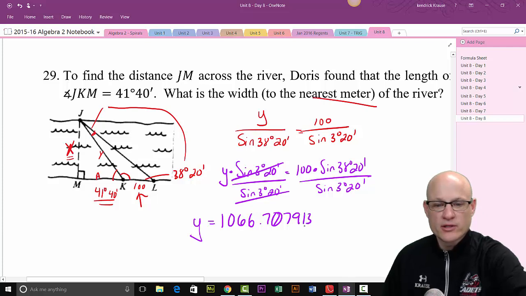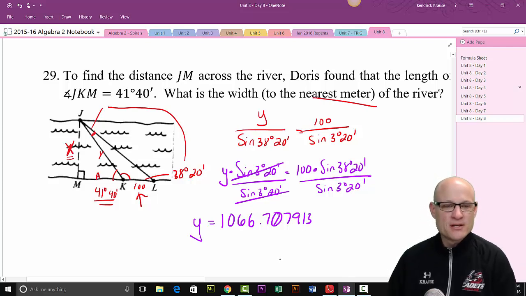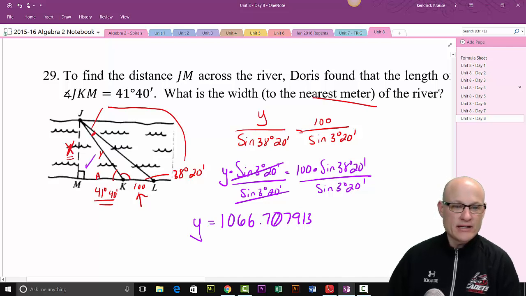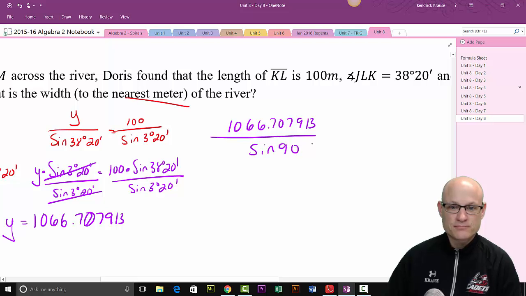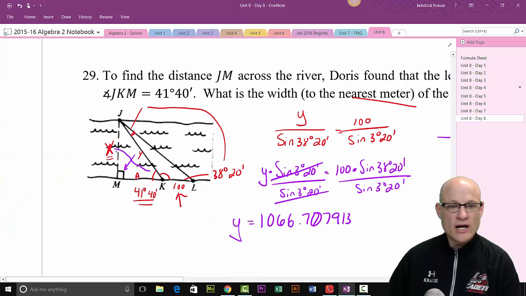All right, that's y. So now I have y. So now I'm going to use the law of sines again. I'm going to do that over the sine of 90 is equal to what I'm looking for over the sine of 41 degrees, 40 minutes. So 1066.707913 over the sine of 90 is equal to x over the sine of 41 degrees, 40 minutes. I should call it x.